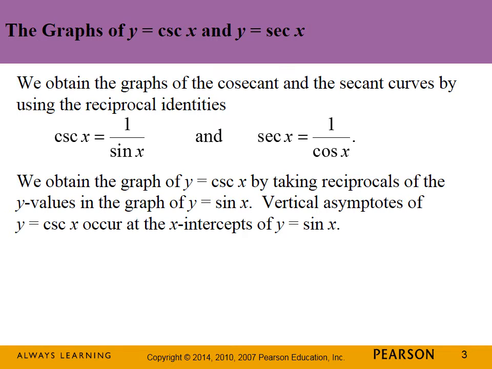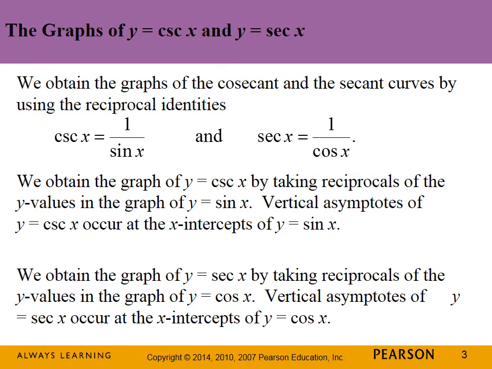And then the same thing for secant x. We're going to take reciprocals of the y values in the graph of y equals cosine x, and we're going to have a vertical asymptote whenever the graph of y equals cosine x has an x-intercept.